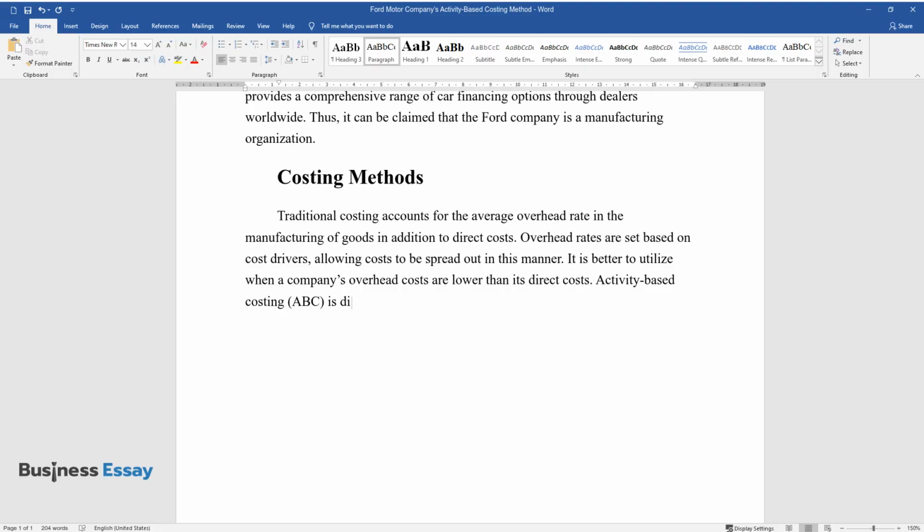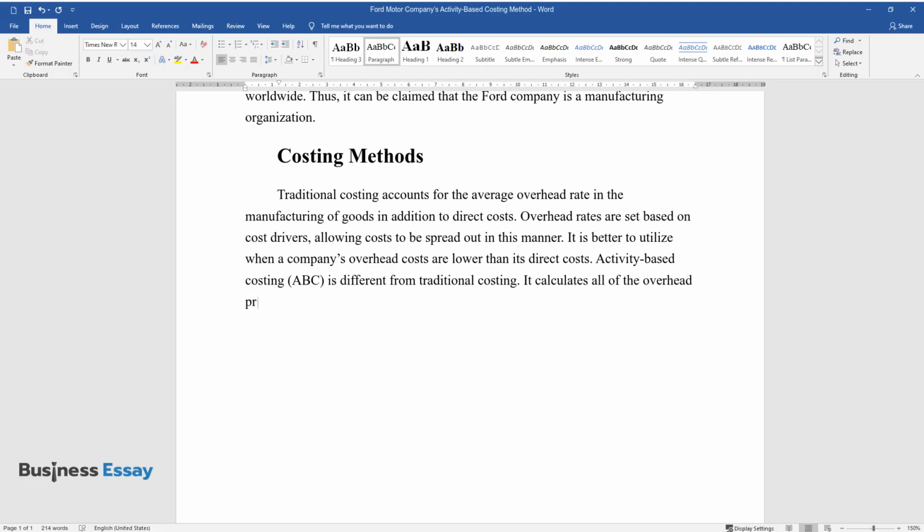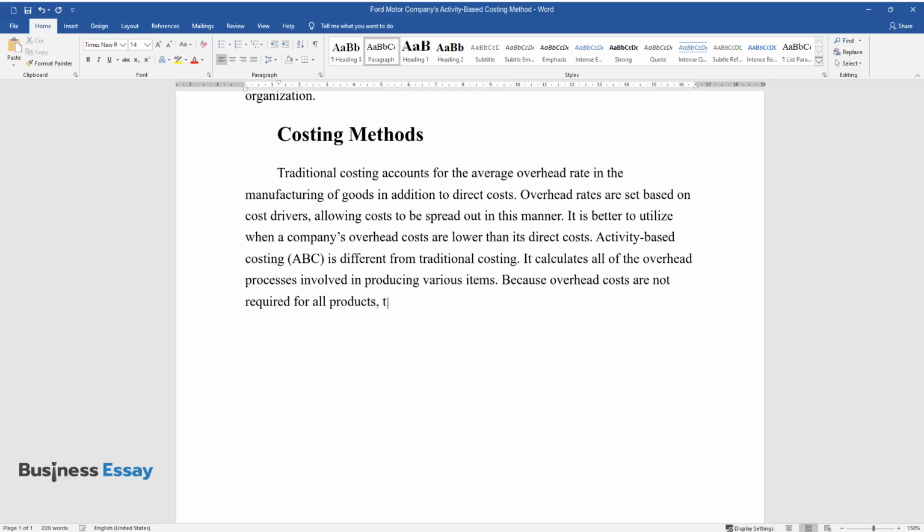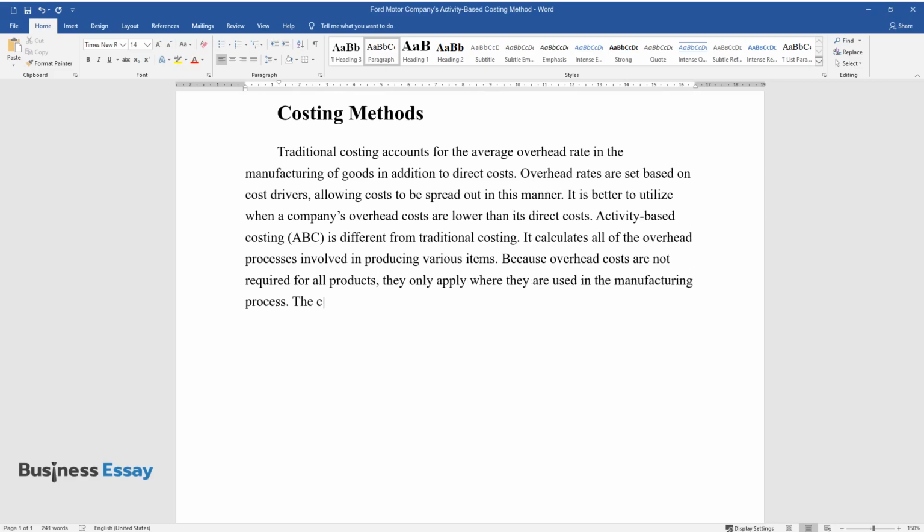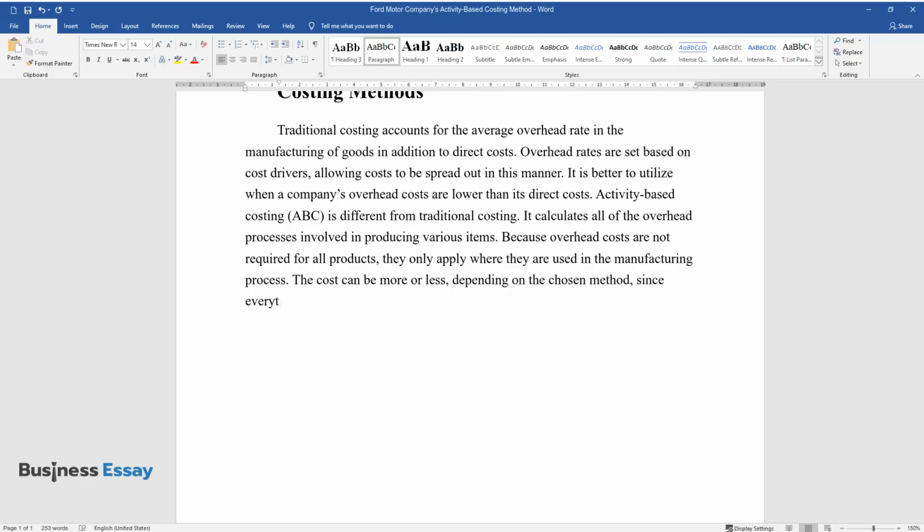Activity-based costing, ABC, is different from traditional costing. It calculates all of the overhead processes involved in producing various items. Because overhead costs are not required for all products, they only apply where they are used in the manufacturing process. The cost can be more or less, depending on the chosen method, since everything depends on the processes considered.